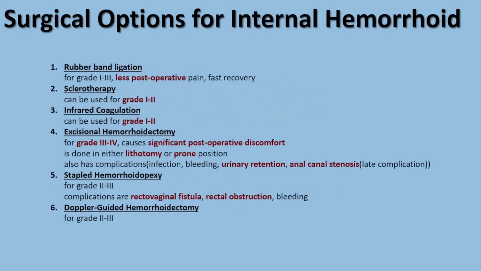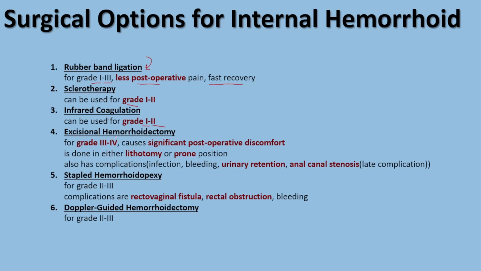So what are the surgical options in case of internal hemorrhoid? We can have rubber band ligation. This is for grade 1 to grade 3, and this is actually very good surgery because it has less post-operative pain and also a fast recovery. We can also have sclerotherapy, which is usually used for grade 1 and grade 2, and also infrared coagulation, which can be used in patients suffering from internal hemorrhoid of grade 1 and grade 2.